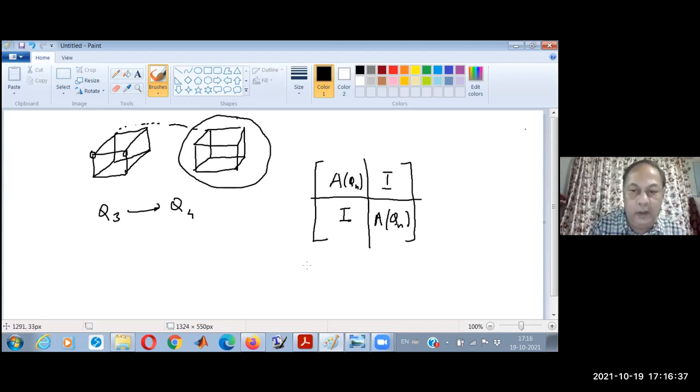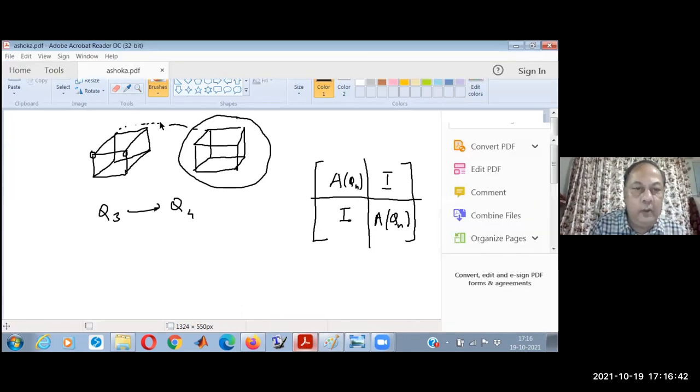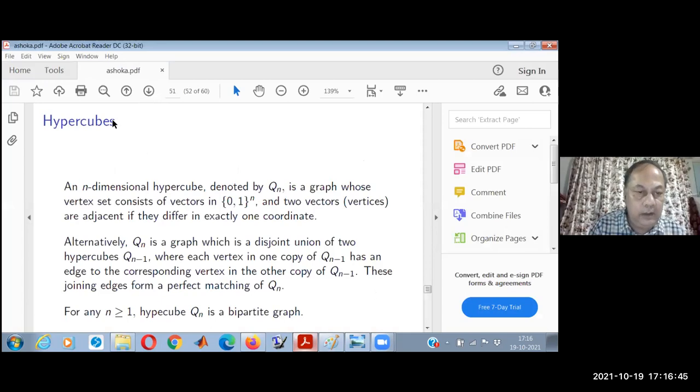And this was common knowledge. Everything about the hypercube was well studied. Okay, so this is how you go from one adjacency matrix to another adjacency matrix.